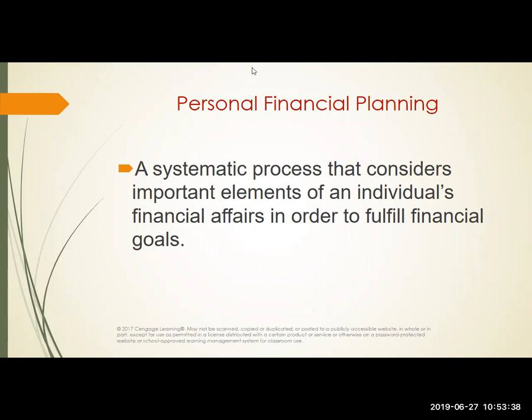So to continue with chapter 1, personal financial planning, the formal definition is it is a systematic process that considers important elements of an individual's financial affairs in order to fulfill financial goals. So that's sort of a mouthful. What we're hoping to do in this chapter, the place we're hoping to get to is where we can identify financial goals in the short, mid, and long term.